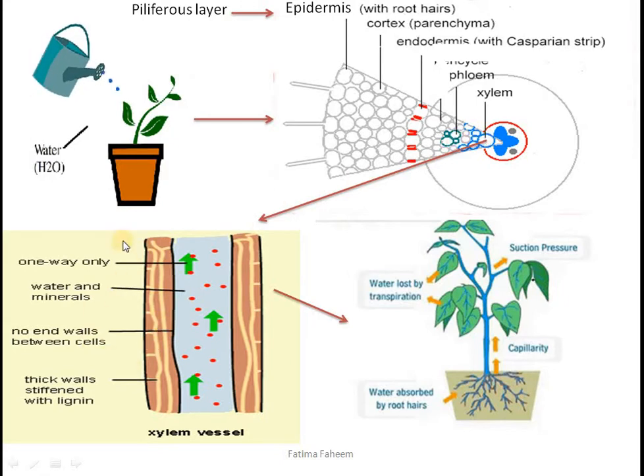So if you see here, when water has reached the xylem vessel, we know the structure already. We know that it has no protoplasm and it has no cross walls, while the lignin is deposited on the walls of xylem vessel, providing strength and mechanical support. Now we have to see how water is moved up against the gravity into the xylem vessel.